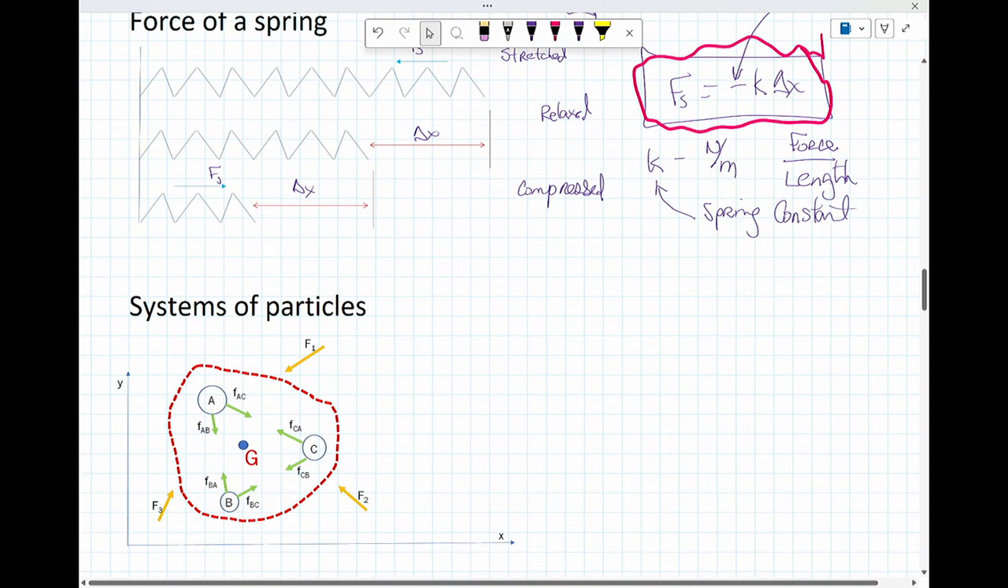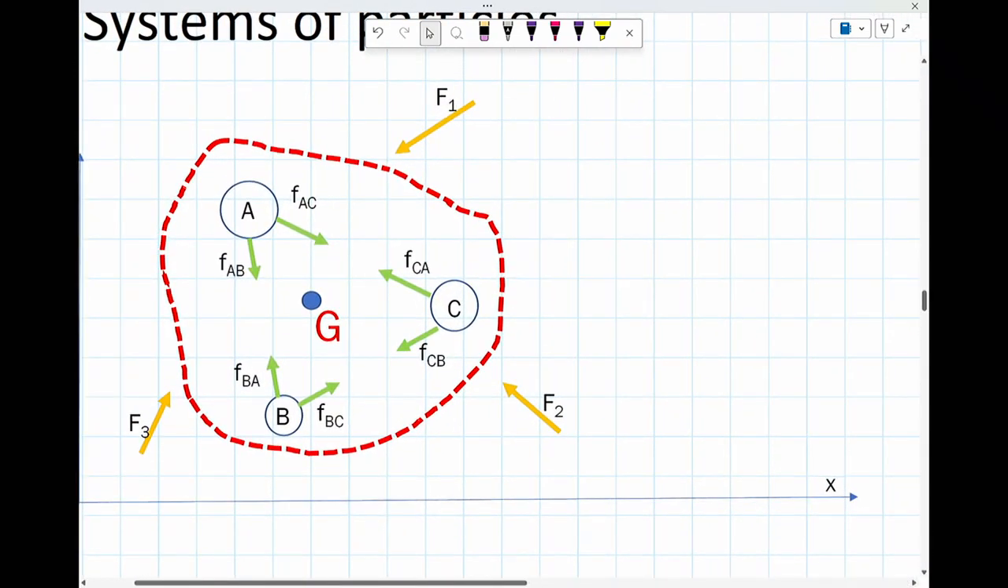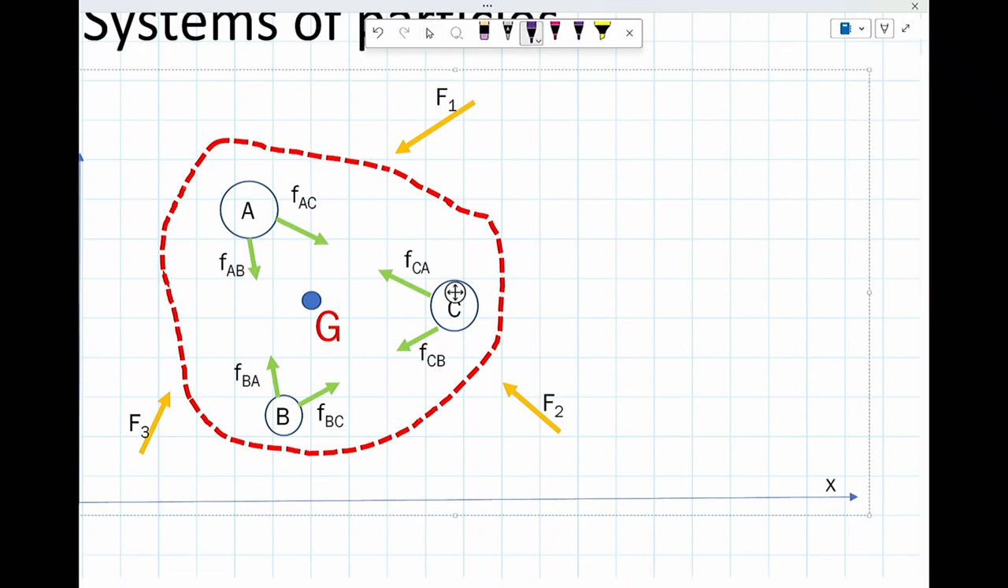So here's where things get a little messy. We have second law problems that we've started, but what happens if you have a system of particles? If I have a system of particles A, B, and C, I'm going to define some sort of control volume, a boundary. Now, in that boundary, all of the forces are internal, which is Newton's third law.